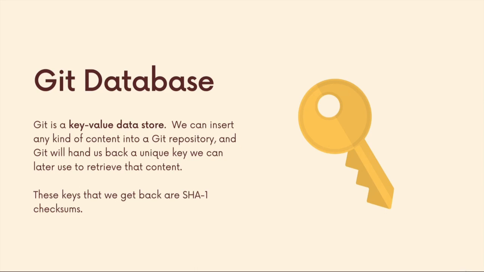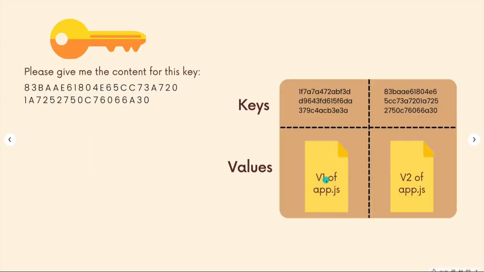So let me summarize that, hopefully quickly. Git allows us to store any sort of data in it, and it will hand us back a key for that data. And that key will be a SHA-1 hash that we can then use at a later date to retrieve the information we stored. So a key value data store. We store stuff in there, and it gives us a key. We can then come back and give it the key to get that value. So we'll see that in the next video.